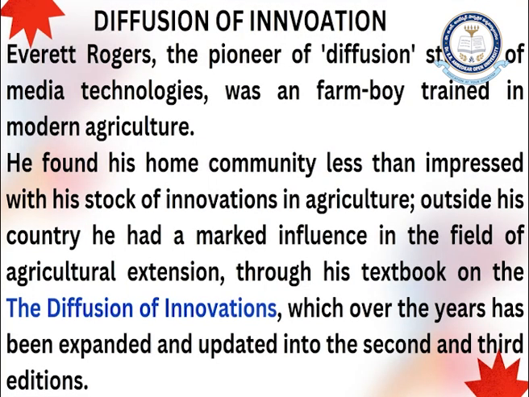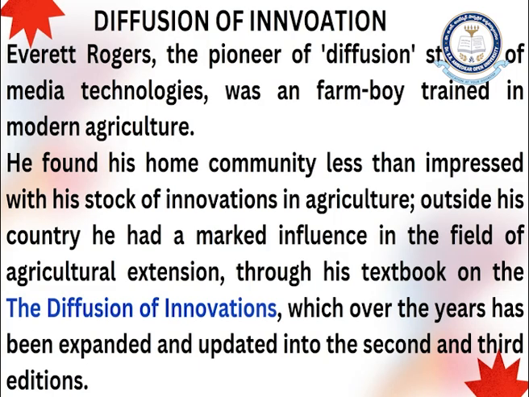So, where should we spread this new innovation? How do we do that, and how did he understand this particular theory? Let us try to understand. Everett Rogers, the pioneer of diffusion studies of media technologies, was a farm boy trained in modern agriculture. So, this theory had its birth in the agriculture sector. He was working in the agricultural sector as a farm boy. There he identified this theory.